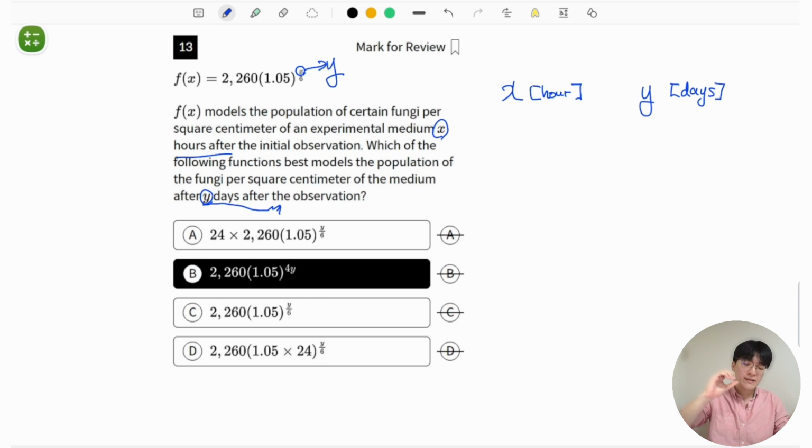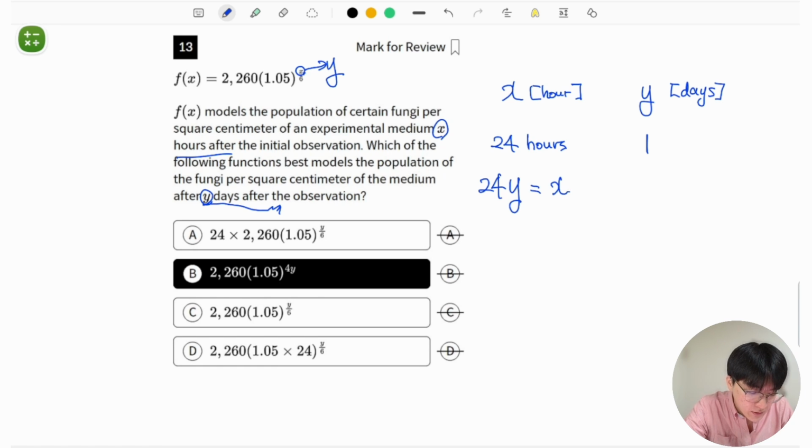So if you want to make sure that x and y are equated, then we just have to plug in some numbers and see what's going on. So if y is equal to 1 day, so let's just say y is equal to 1, then how many hours do we need in order for x to be exactly the same as y? We need 24 hours. Correct? 24 hours. That means if we want to switch x to y, then we have to multiply y by 24 in order to get the same value as x.